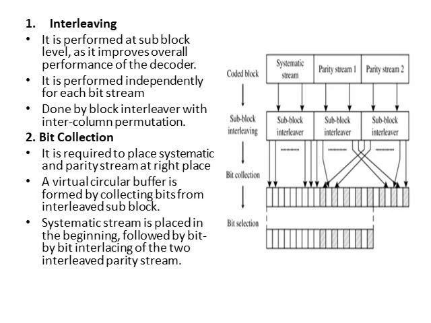We are showing 2 different parity streams. In interleaving, the interleaving is performed at sub-block level, and this generally improves the performance of the decoder. It is performed independently on each bit stream. The block interleaver uses inter-column permutation. At the end of the interleaving stage, we get a sub-block interleaved systematic stream, a separate parity stream, and a second parity stream separately. That's the output of the interleaving stage.